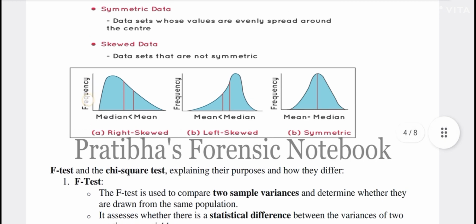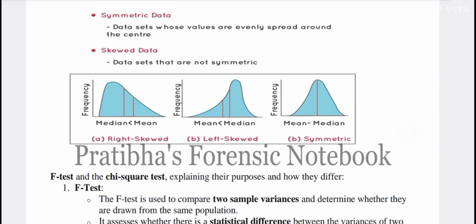Then here is symmetric data and skewed data. So guys, symmetric data is when the data is arranged in a proper, even way.